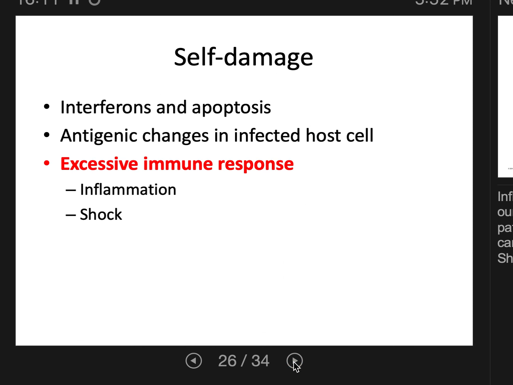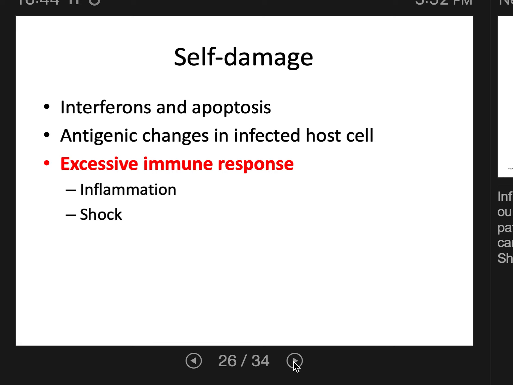The last item on self-damage is excessive immune response. The inflammation response is a positive immune response in most cases because it helps our bodies transport immune cells and oxygen to a site of infection. And also fever. Fever helps us fight pathogens because it brings our body temperature above the temperature tolerance of the pathogen, so that the pathogen is weakened by the heat, and that helps our immune cells deal with the infection more efficiently.